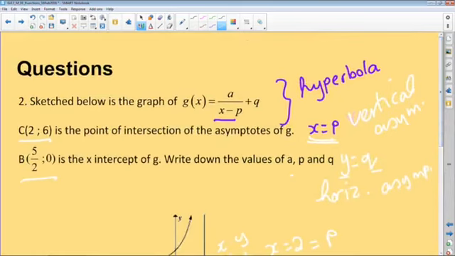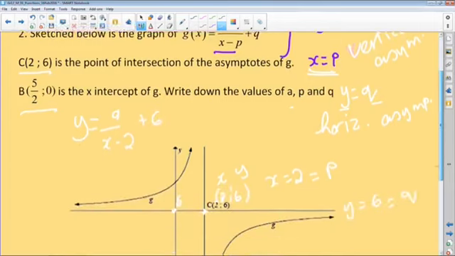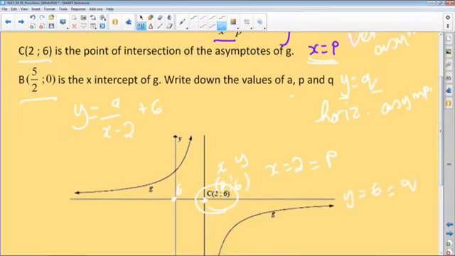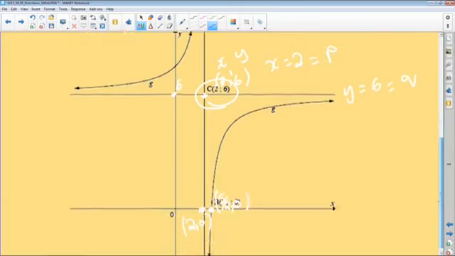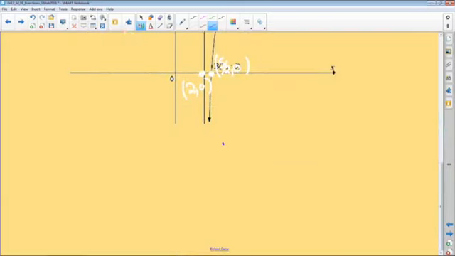So far my equation now looks like this: y is equal to a over x minus 2, plus 6. Okay, and that comes straight from that point of intersection that they gave us. Now this is really nice, but is it complete? No, because we still need to find the value for a. So what we need is another point that lies on the graph, and we have that point.